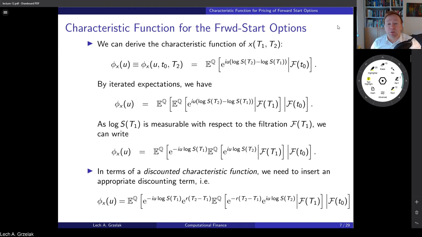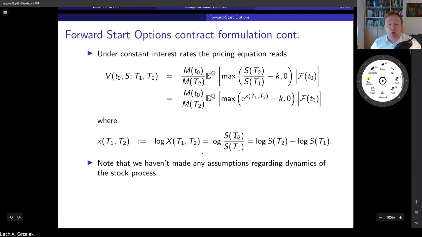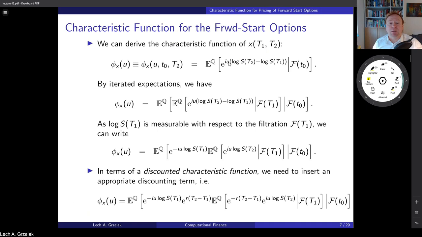So as we see here, this is the generic solution that we have obtained for the maximum x(t), which is the logarithm of a ratio of two stocks. So if we go to this slide, we are interested in an expectation. By definition of the characteristic function, we have an expectation of e^(iu(log S(t2) minus log S(t1))). This is just the definition of the characteristic function. And here we have the filtration F(t0).